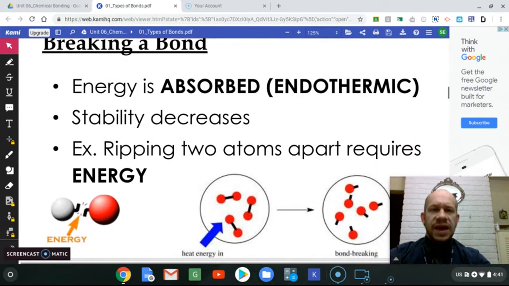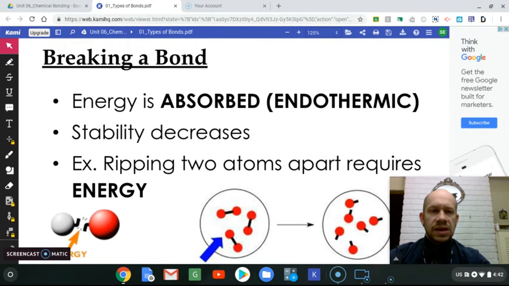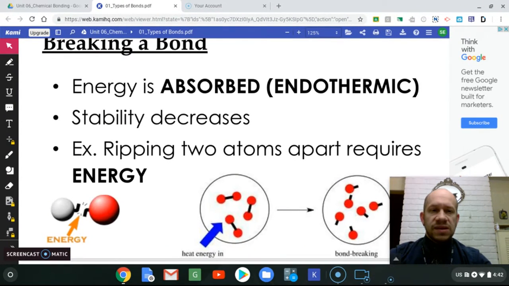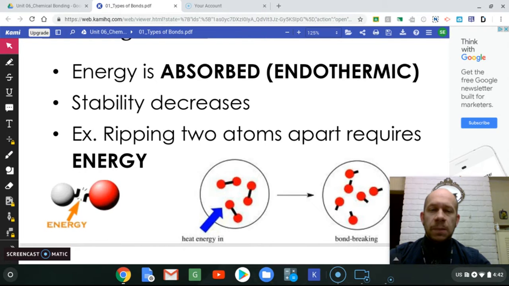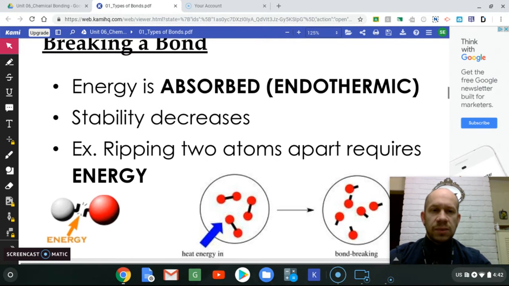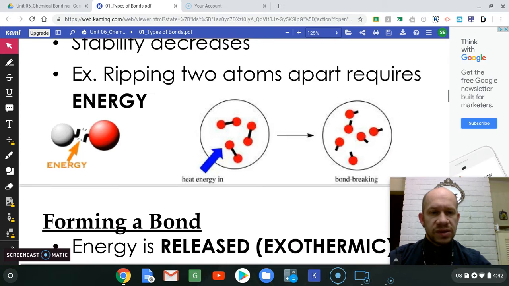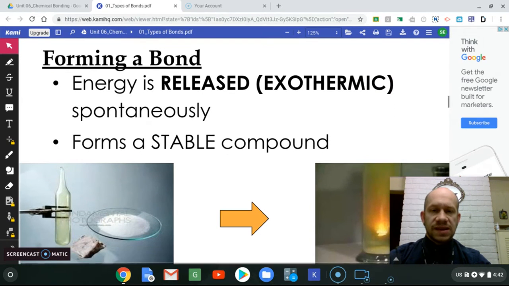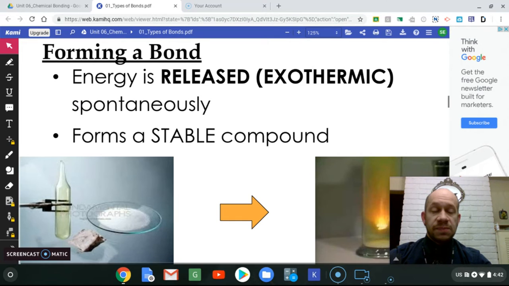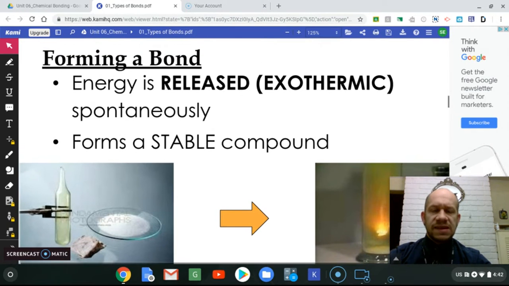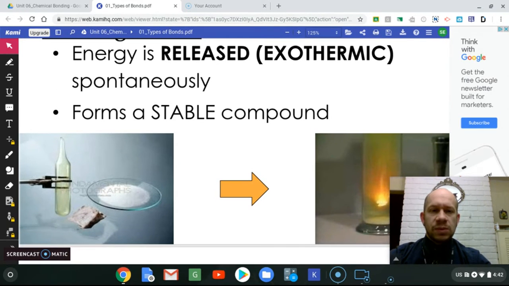Breaking a bond, energy is absorbed, which makes it endothermic. I'm taking energy in. The stability decreases. Ripping two atoms apart requires energy. So when I break a bond, I have to put energy in to rip it apart. To form a bond, energy is released. So it's exothermic. Energy is exiting. And this occurs spontaneously. This forms a stable compound.